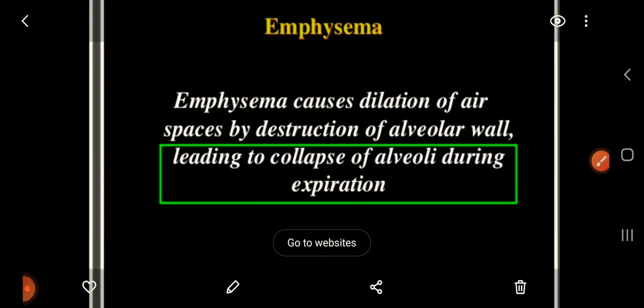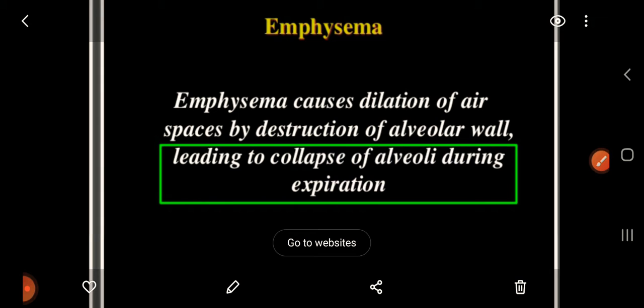So what will emphysema do? Emphysema will cause the dilatation of the air spaces. This dilatation is due to the destruction of the alveolar wall, which leads to the collapse of the alveoli during expiration, and ultimately it will result in the obstruction of the airway spaces. So it's a part of the obstructive lung disease.